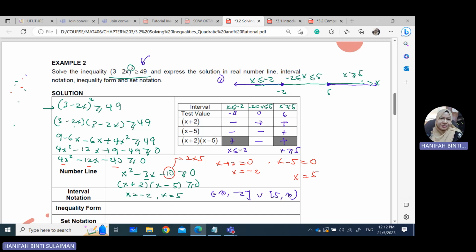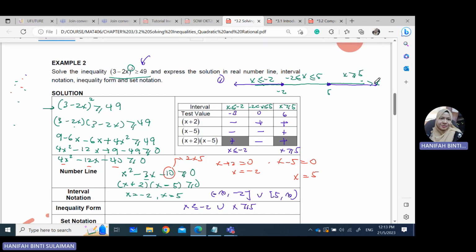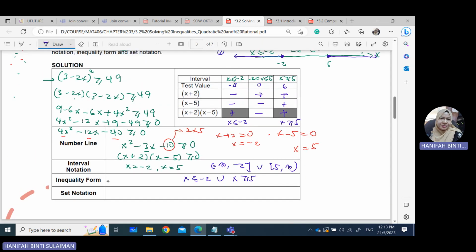So in inequality form, X is less than or equal to negative 2, union X is greater than or equal to 5. In set notation, in the set X a real number such that, kita copy balik yang inequality form tu. X less than or equal to negative 2, union with X is greater than or equal to 5. So these are the answers.